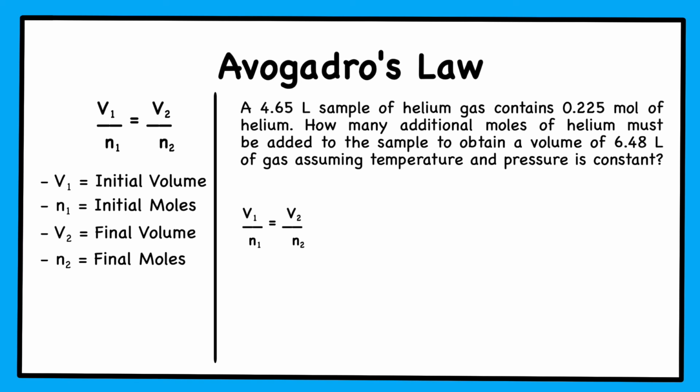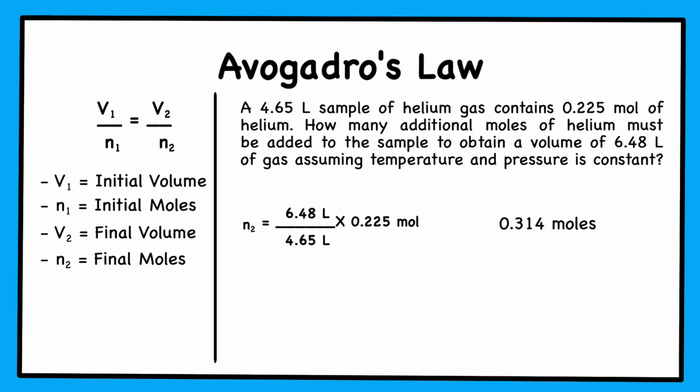We are going to need to solve for how many moles of our gas we have after this change. To do this, we're going to rearrange our equation to say N2, or final amount of moles, equals V2 divided by V1, or final volume divided by initial volume, times our initial number of moles, or N1. Once we fill in our known values, we get 6.48 liters divided by 4.65 liters multiplied by 0.225 moles. Once we do the math, we get 0.314 moles present.